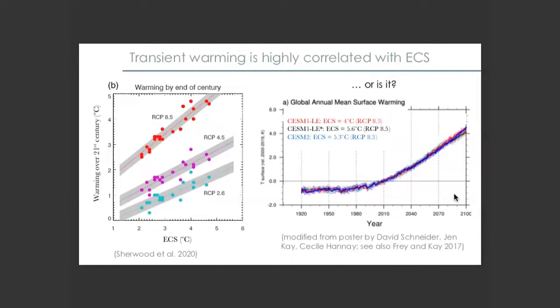I don't know for sure, but I think it's because all these models have the same effective climate sensitivity in the future because the Southern Ocean hasn't warmed, which are the places where the feedbacks are most different between these versions.